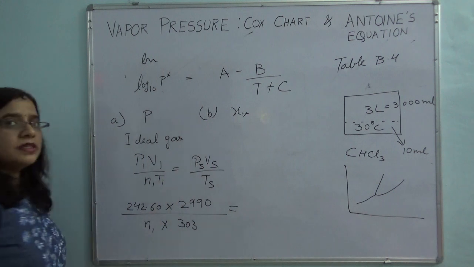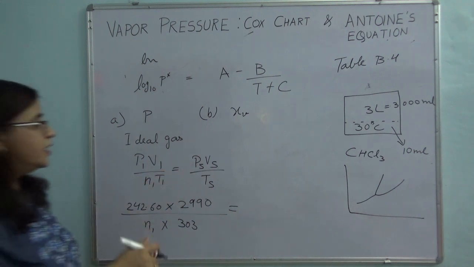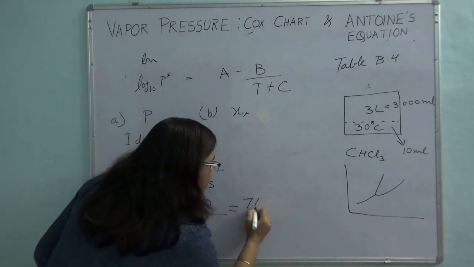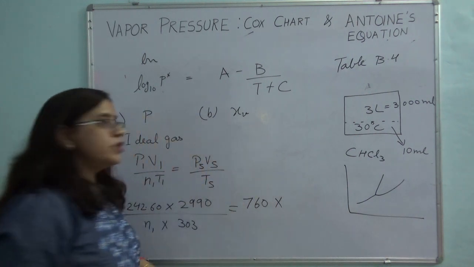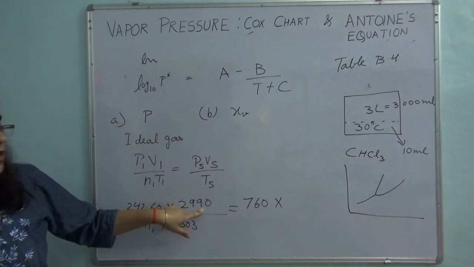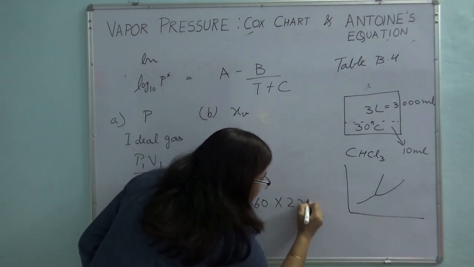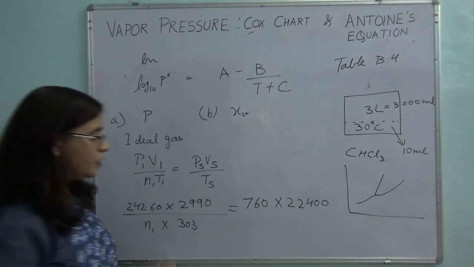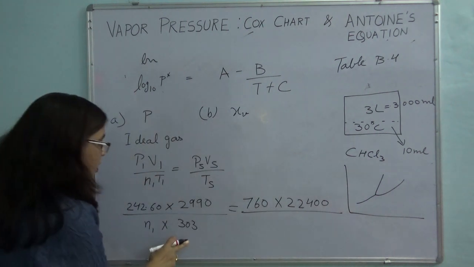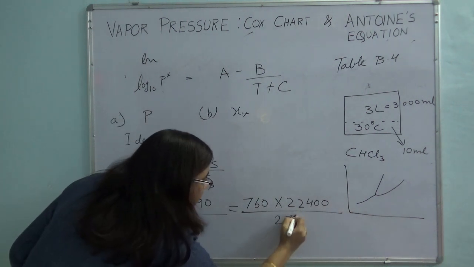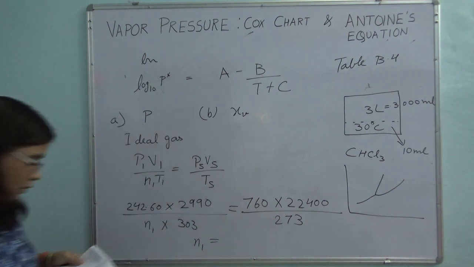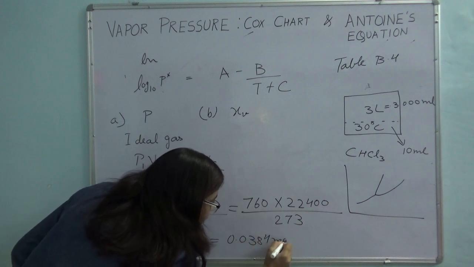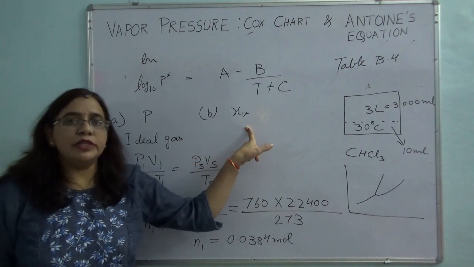Now I am going to put my standard conditions. So at 1 atmospheric pressure, in terms of mm of Hg, that is 760 mm of Hg. Okay, volume is 22.4 liters, but here I am using ml, so I am going to convert that and write 22400 ml. Okay, that is my volume of 1 mole at STP, divided by 273. So if I solve this, my N1 value is equal to 0.0384 moles. Okay, now I have been asked to calculate my mass fraction.